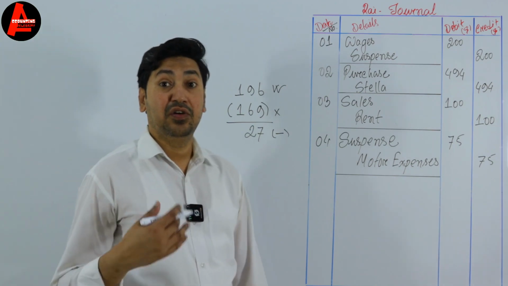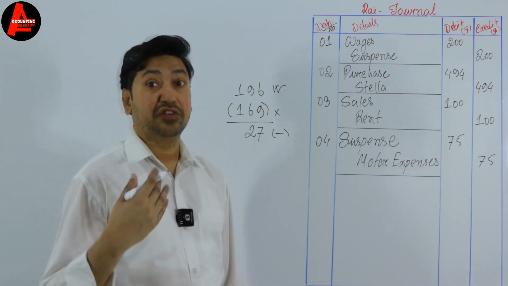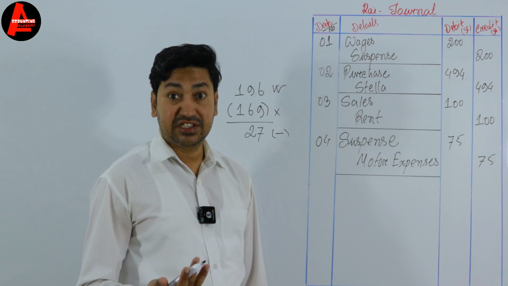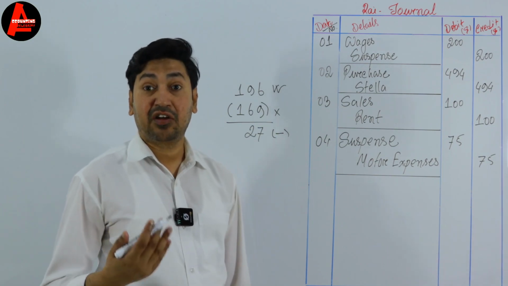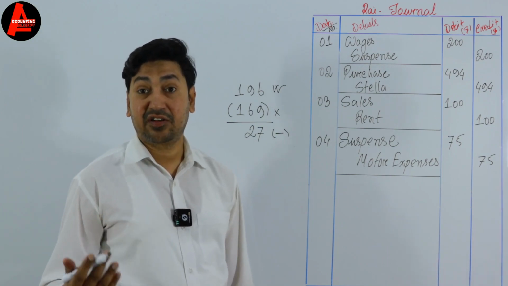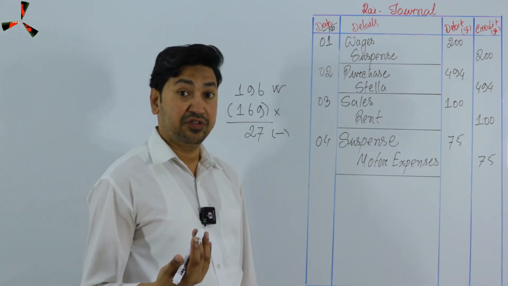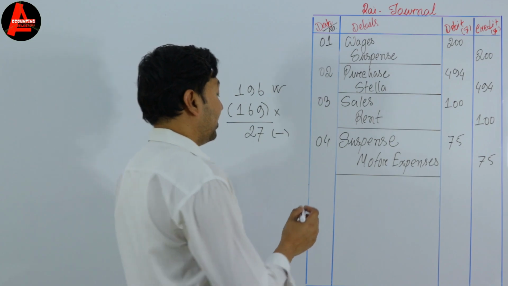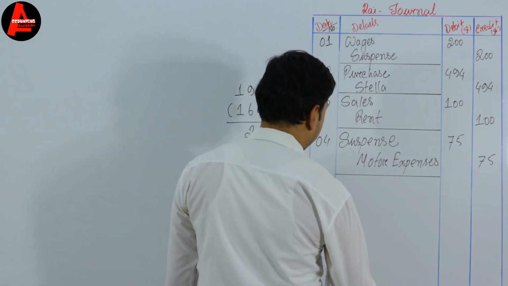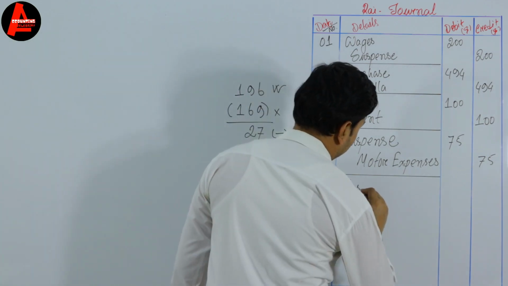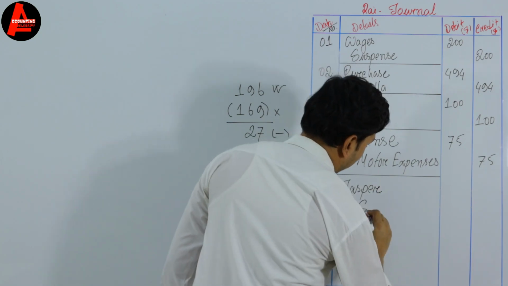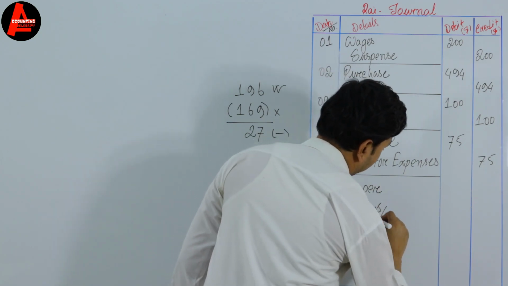Now we need to increase Jasper's account by $27. Okay, so Jasper is a personal account, so here Jasper will be receiver. Yeah, we need receiver account to be debited and giver's account will be credited. Here Jasper is a receiver, so we will debit Jasper's account. Okay, so let us write here number 5, Jasper account to be debited and suspense account to be credited.